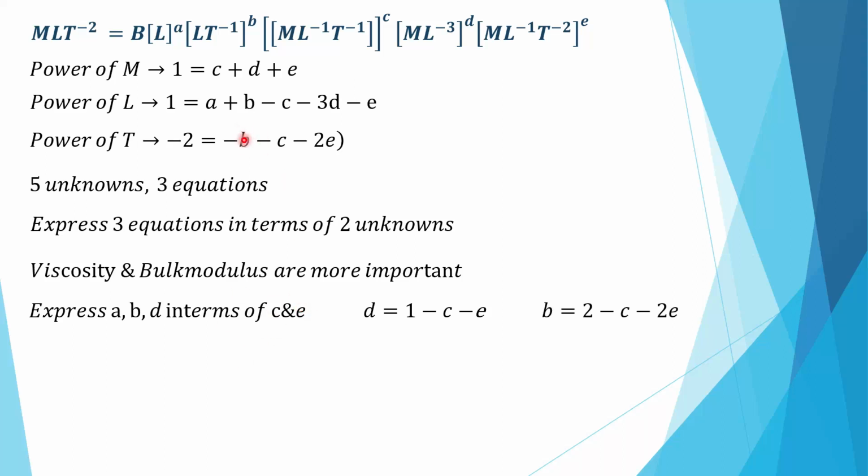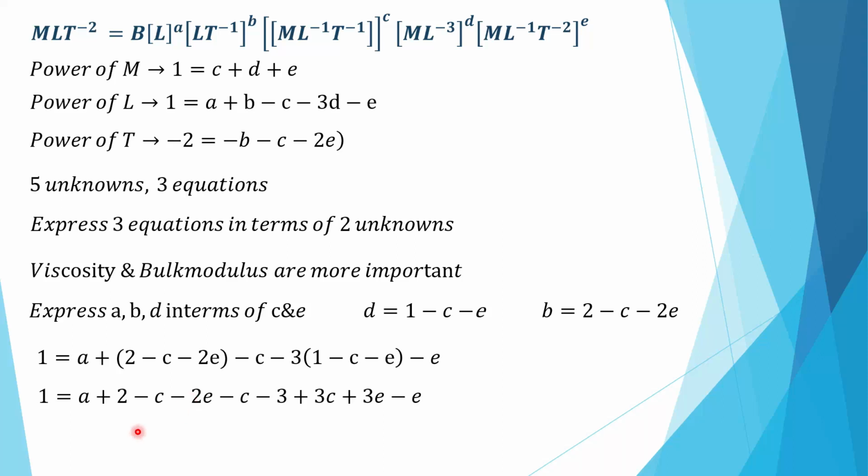Next, the third equation, I can write B is equal to, bring B to the LHS, B is equal to 2 minus C minus 2E. So I have represented B also in terms of C and E. Now, in the second equation, substitute the value of B and substitute the value of D. Then I can represent the value of A in terms of C and E. Then simplify. After simplification, I will get the value of A is equal to 2 minus C. So I have represented A, B, and D in terms of C and E.